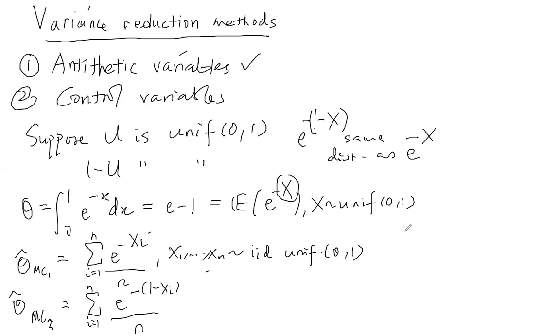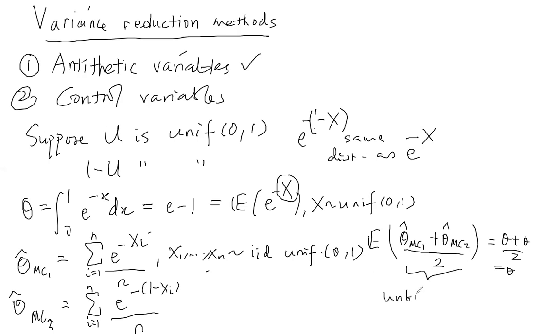Now, if we average these two estimators, their expectation is the same. It's still equal to theta. So this is unbiased, right? If you check this, this is basically just theta plus theta over 2, so it's still theta, right? So this is unbiased for theta, okay? And how about the variance, right?